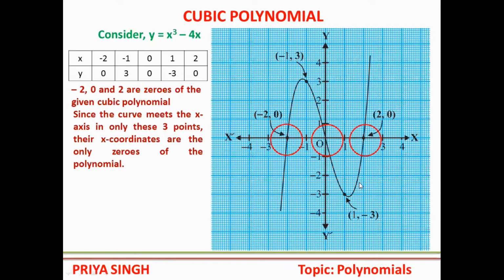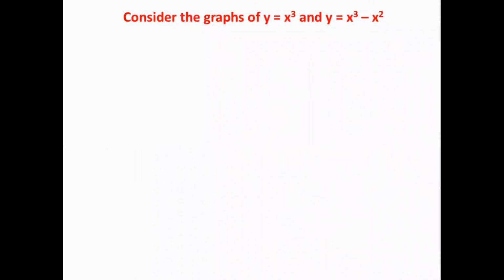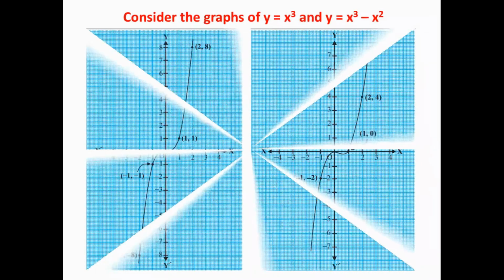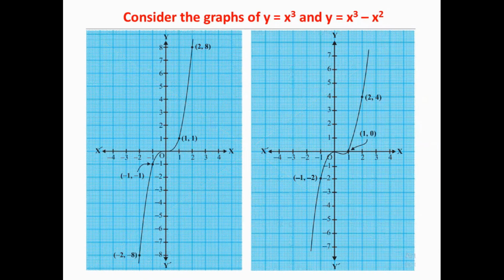Now let us consider some more graphs of cubic polynomials. I have considered y is equal to x cube, and second is y is equal to x cube minus x square. As you can see, I have drawn 2 graphs. Let us study the first one, which is for y is equal to x cube. Can you see the intersection point over here? Yes, only one intersection point is present. That is at the origin.